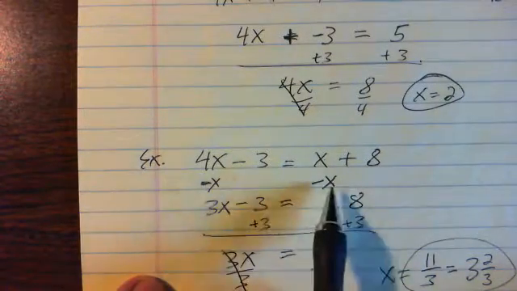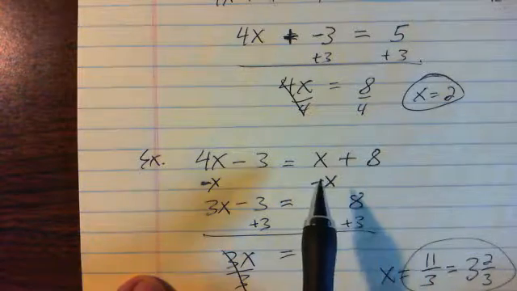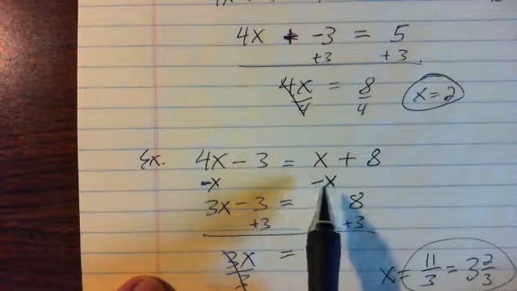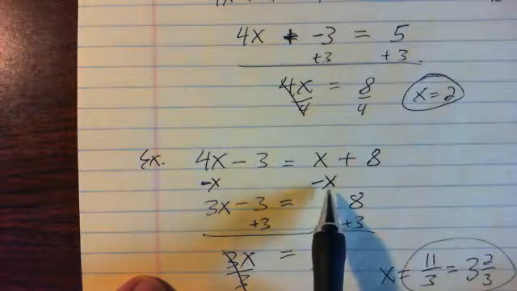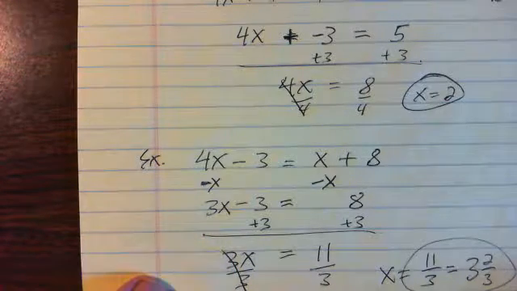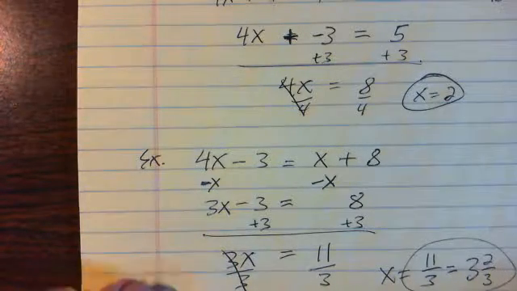Alright, so if you have variables on both sides, just subtract or add in order to get rid of the variables on one of the sides and bring them over to combine them on the other side. And then it's just like a two-step equation. Let's look at some more examples.